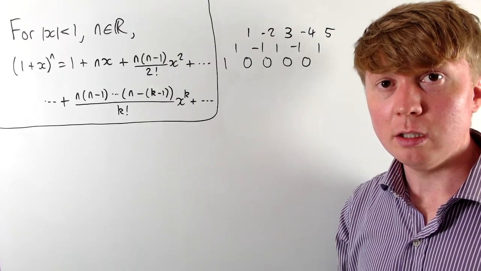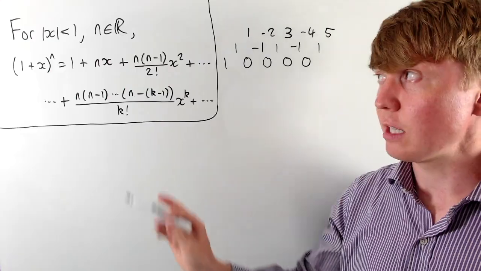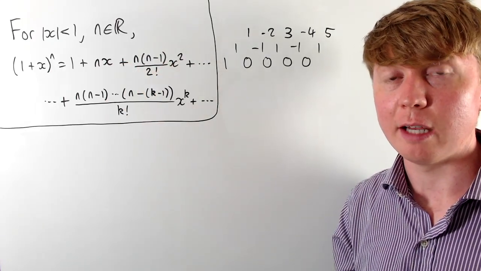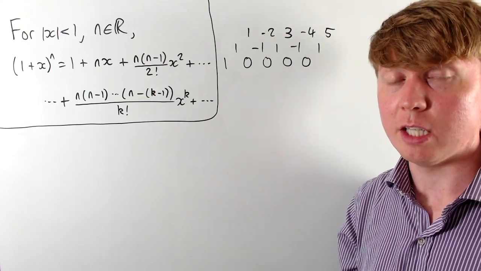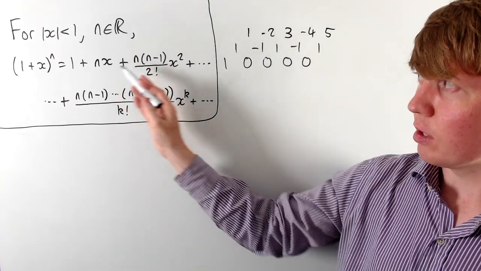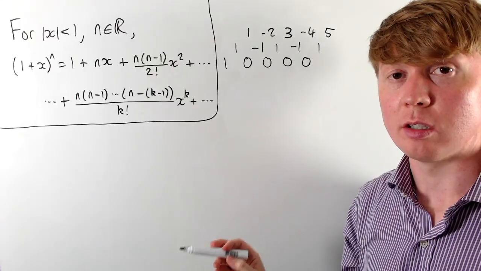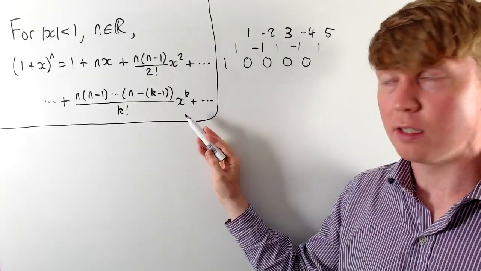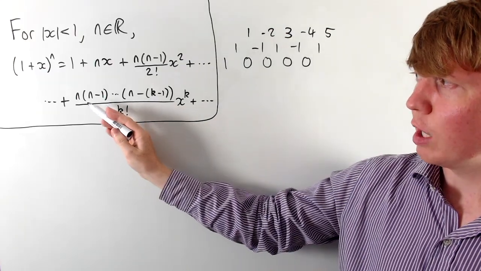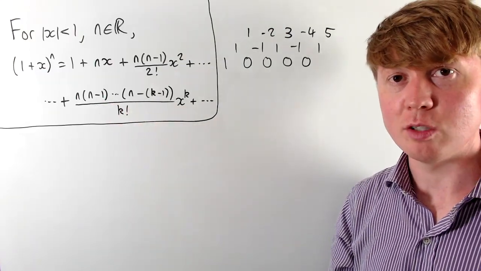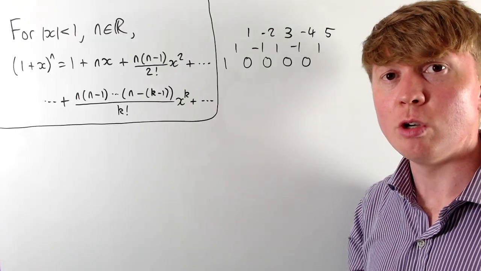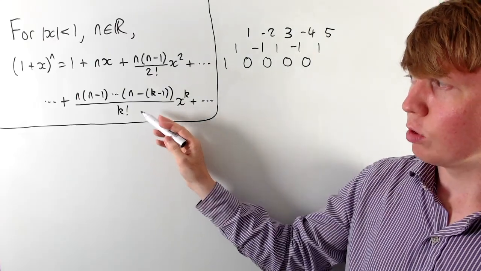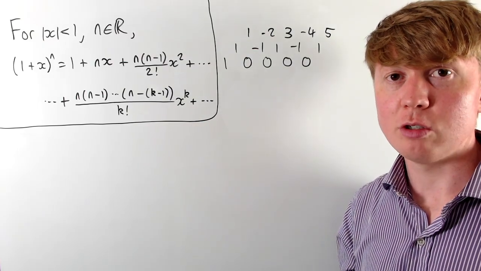So now this result is telling us that when the modulus of x is less than 1, and this actually works for any real power, so it doesn't even necessarily have to be a positive or a negative integer n, this tells us about the series expansion and what our coefficients of different powers of x are. So the coefficient of x to the k is given by this fraction where in the numerator we've got this product n times n minus 1 times n minus 2 all the way down to n minus k plus 1. And in our denominator we just divide through by k factorial.